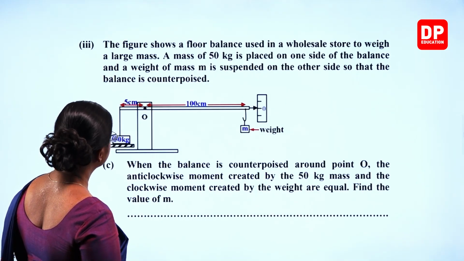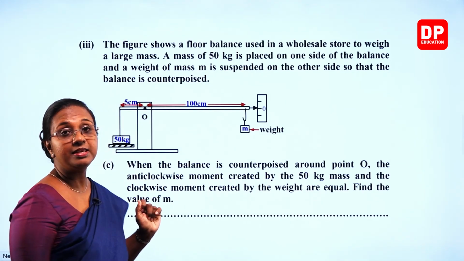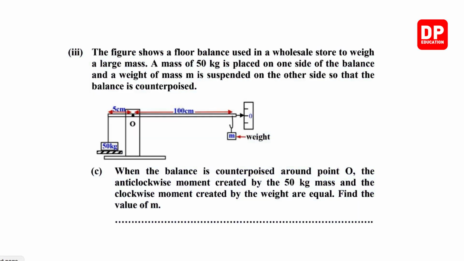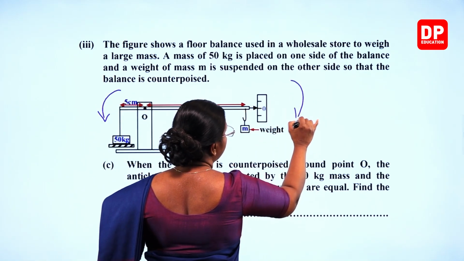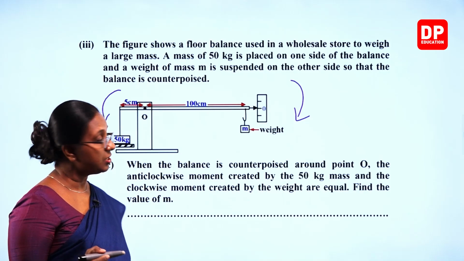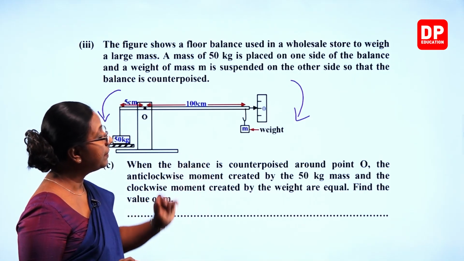Now here in the same third part, we have the C part of the question. When the balance is counterpoised around point O, that is when the balance is balanced, it's at equilibrium. The anti-clockwise moment created by the 50 kilogram mass and the clockwise moment created by the weight are equal. Find the value of m. So this is the anti-clockwise moment, this is the clockwise moment. They are equal, so you are supposed to find the mass m.